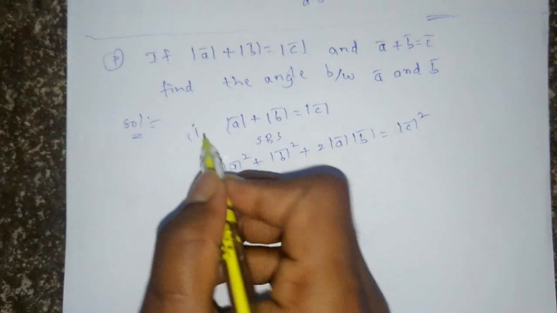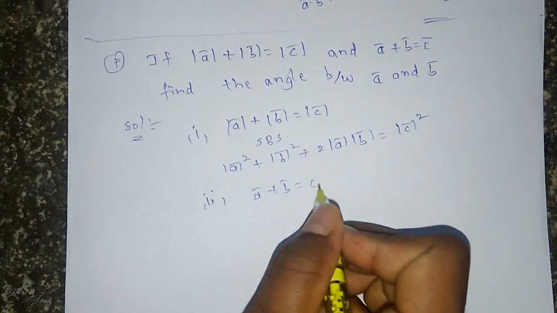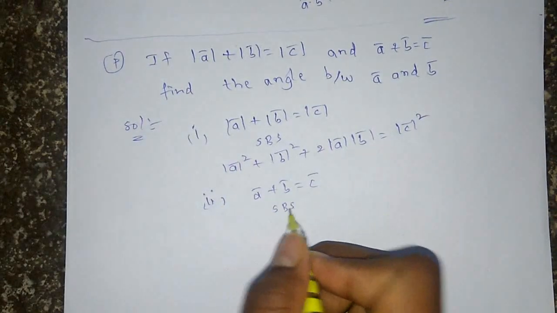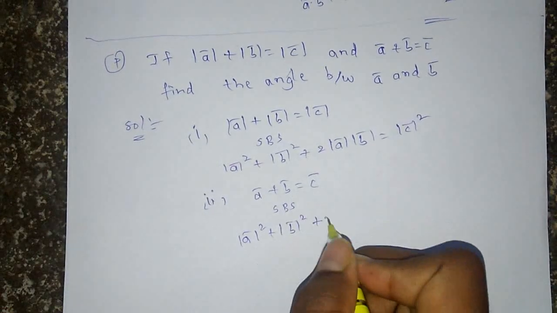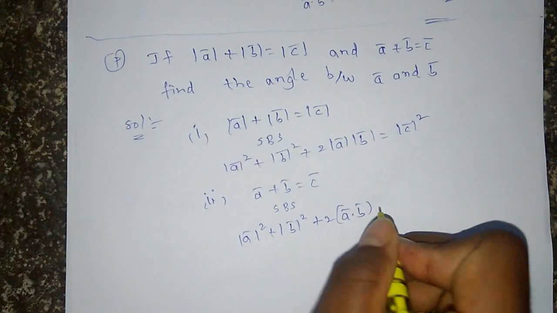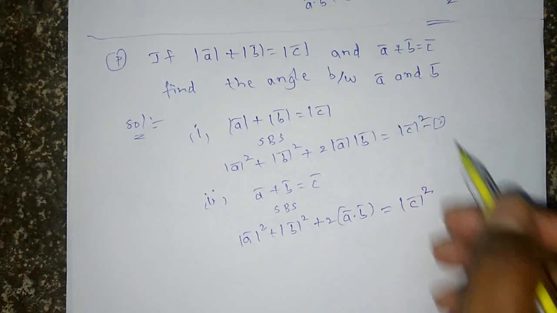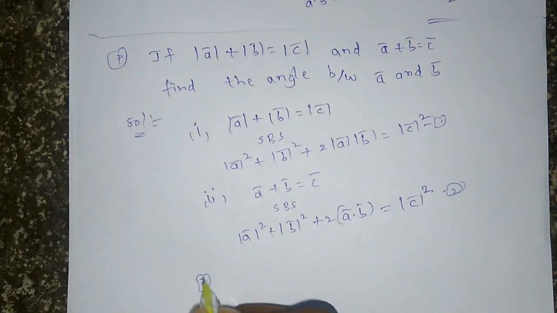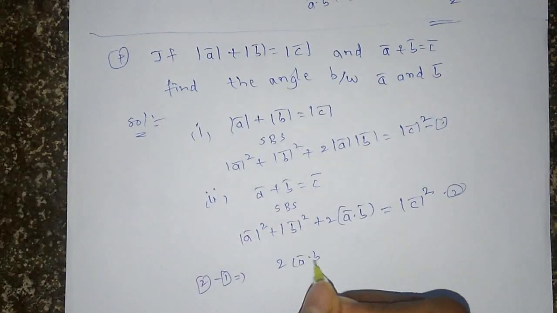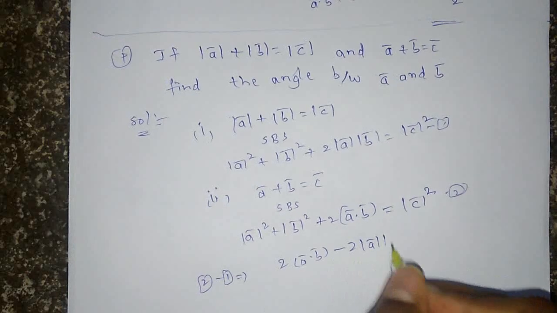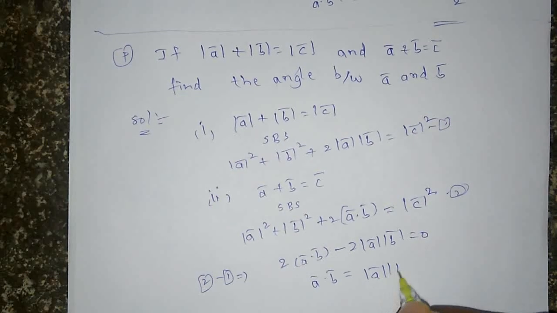This is the first condition. The second condition is given as a + b = c. Here if you square on both sides, you will get |a|² + |b|² + 2 a·b = |c|². So now from these two, if you do 2 minus 1, these two get cancelled, these two get cancelled. 2 a·b minus 2|a||b| is equal to 0. Therefore a·b is equal to |a||b|.